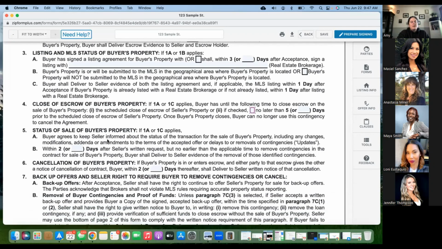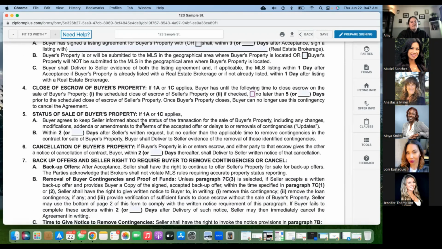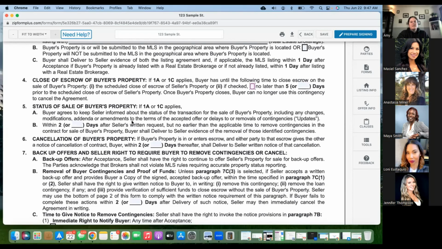Status of the sale of the buyer's property. If 1A or C applies, buyer agrees to keep seller informed about the status of the transaction for the sale of the buyer's property, including any changes, modifications, addendum, or amendments to the terms of the accepted offer, or delays or removals of contingency. Update. So anytime we change any terms of that contract, we add an addendum, we add an amendment, we change anything, something's modified, or there's a delay in something happening by the time frame, or somebody removes those contingencies, we have to keep the seller updated.